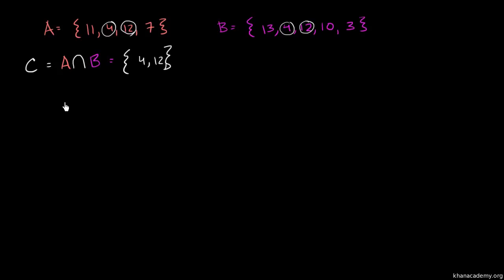Now let's think about union. Let's think about A union B. What are all the elements that are in A or B? Well, we can just literally put all the elements in A: 11, 4, 12, 7, and then put the things in B that aren't already in A. So let's see, 13, we already put the 4 and the 12, a 10, and a 3.